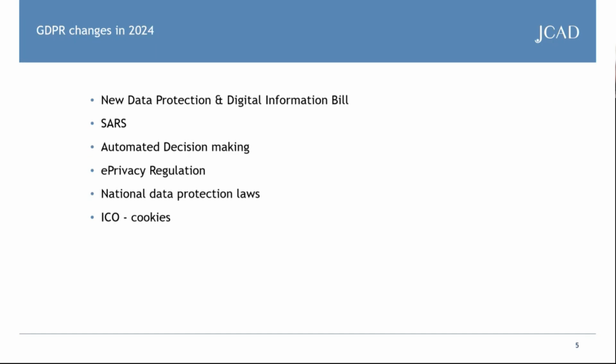Subject access requests, so SARs. There was a rule whereby you could basically refuse to provide data if you felt it was an excessive or vexatious subject request. Now you can't just say no, you have to explain why you're refusing that data for that particular reason.